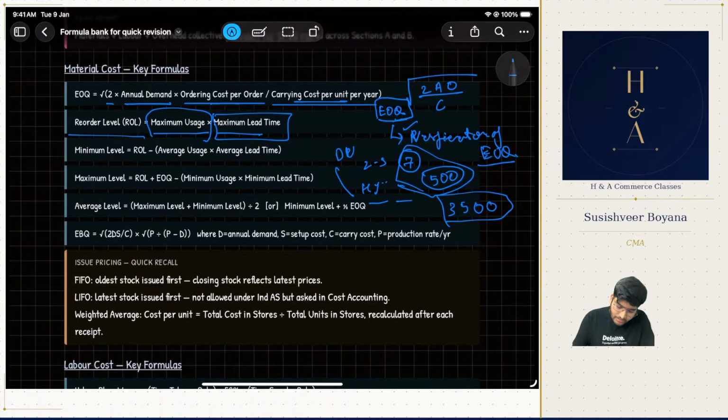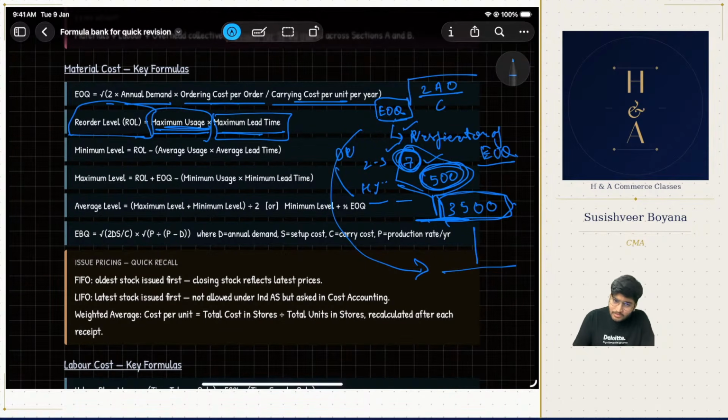be our reorder level. Whenever we are hitting this, it is always advised for any entity to reorder its stock, because by the time these 7 days pass, and 500 being my daily consumption, max to max, it is going to take 7 days, and daily I might need 500. So this 3500 is going to sustain my business until I get my next order. That is the reason why reorder level is maximum usage into maximum lead time.